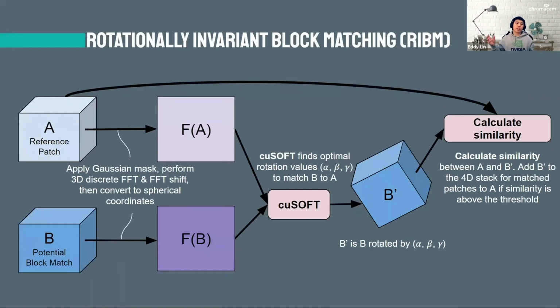In other words, we have a potential block match B, and we want to see, can we rotate it in a way that it looks similar to A? And if so, we take that B, rotate it to look as close as possible to A, and if they're similar enough, we add it to the stack to do denoising for the reference patch A. Let's break down each of these and look at the implementation details and the problems we face along the way.